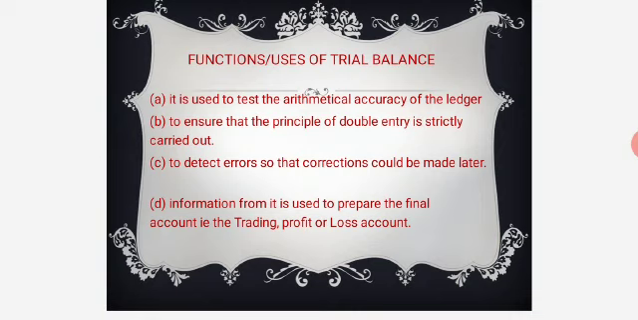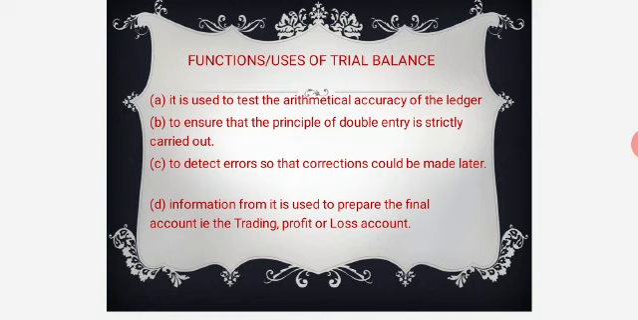If errors are detected, correction has to be made. Otherwise, in the preparation of the final account, which is the trading, profit and loss account, it will not balance, and that will not speak well of such a business. Finally, information from the trial balance is used to prepare the final accounts, that is the trading, profit and loss account, and the balance sheet.